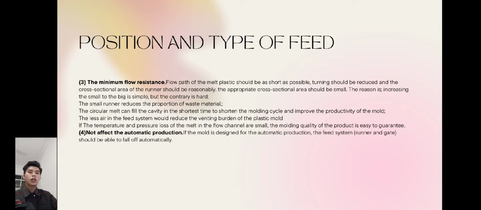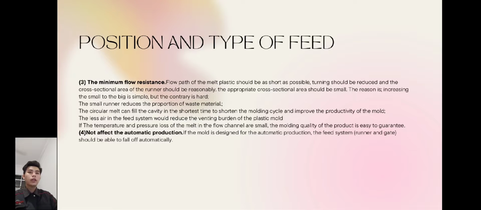The reason is that increasing from small to big is simple, but the contrary is hard. The small runner reduces the proportion of waste material. The circular runner can fill the cavity in the shortest time to shorten the molding cycle and improve the productivity of the mold. The less air in the feed system would reduce the venting burden of the plastic mold. If the temperature and pressure loss of the melt in the flow channel are small, the molding quality of the product is easy to guarantee.